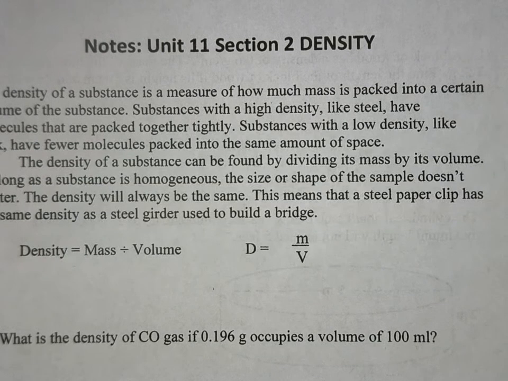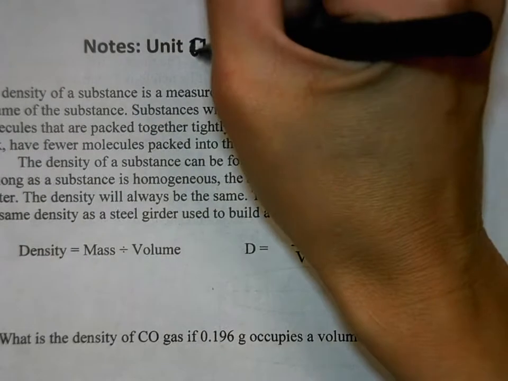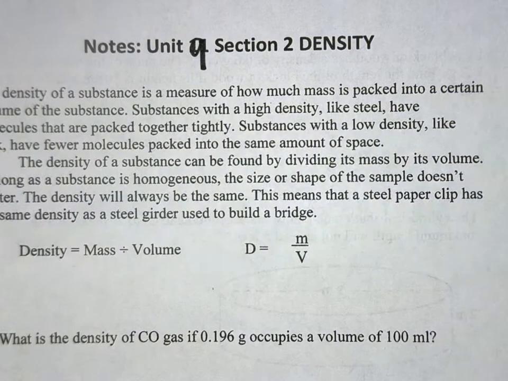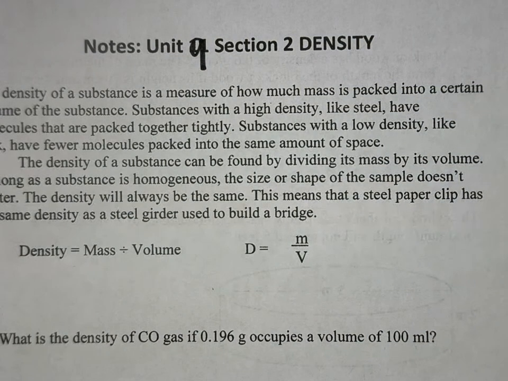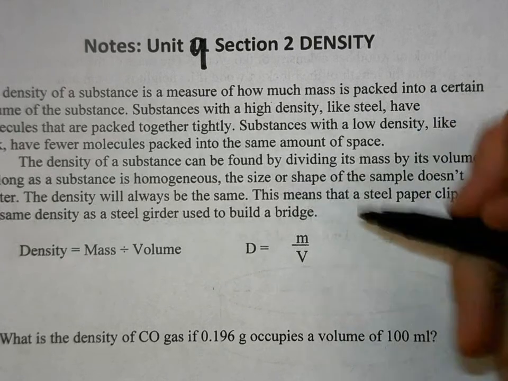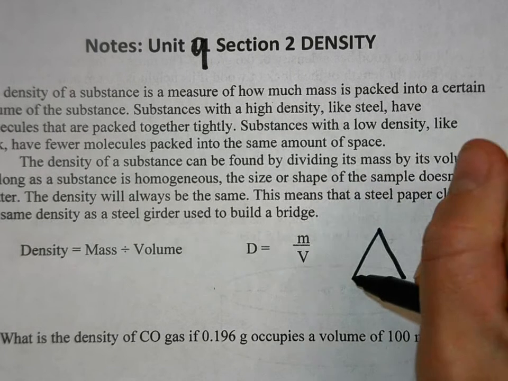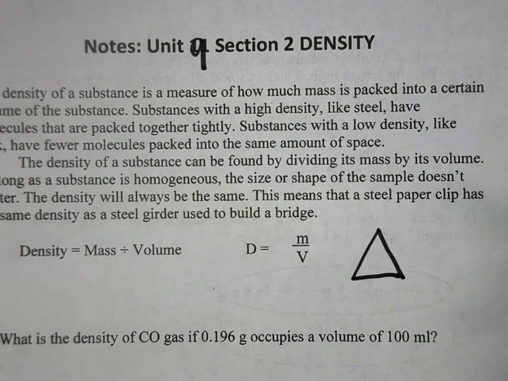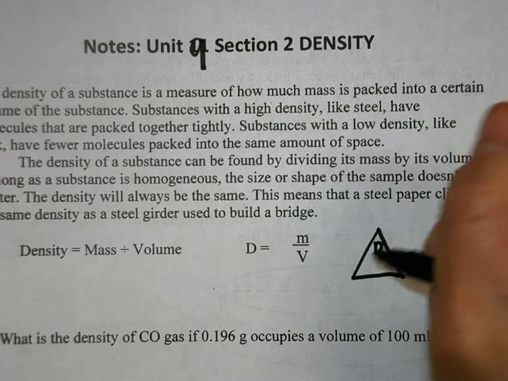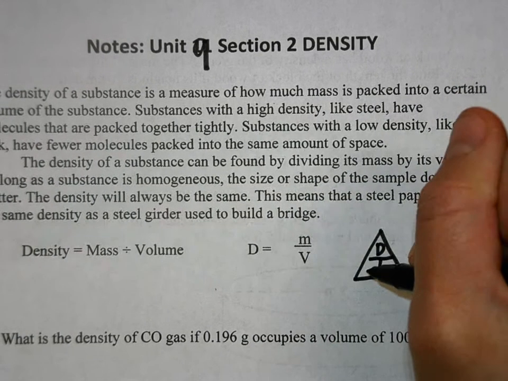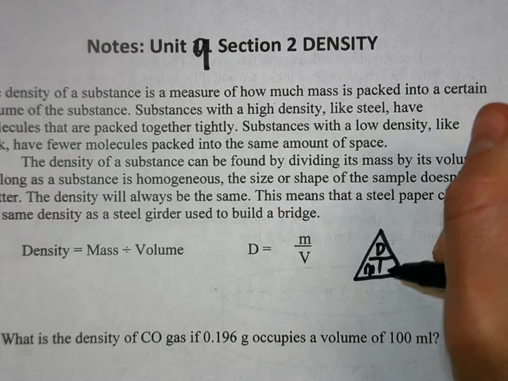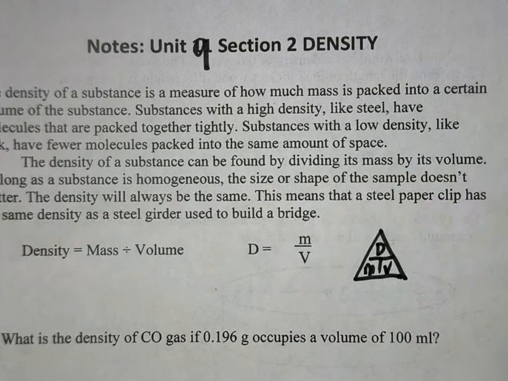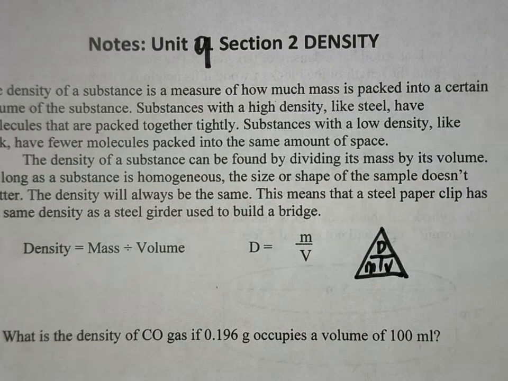Math 3, this is actually Unit 9, Section 2 on density. Most of you have seen density before in your chemistry classes. Some of you talked about maybe knowing the density triangle. I think it goes like this, where you have the D, and then you have, I think, mass and volume like that. I'm not 100% sure.